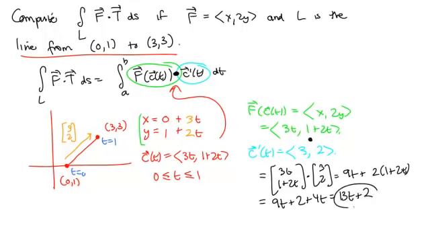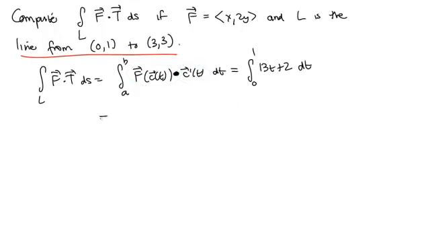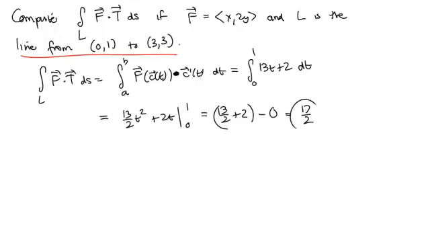And so this becomes the integrand, and our calculus problem becomes the integral of 13t plus 2 dt evaluated from time equals 0 to time equals 1. And so now we're back to Calc 1. If we find an antiderivative, we get 13 halves t squared plus 2t evaluated from 0 to 1. Plugging in 1 gives 13 halves plus 2, and plugging in 0 gives 0. And so that gives us a grand total of 17 halves as the line integral.